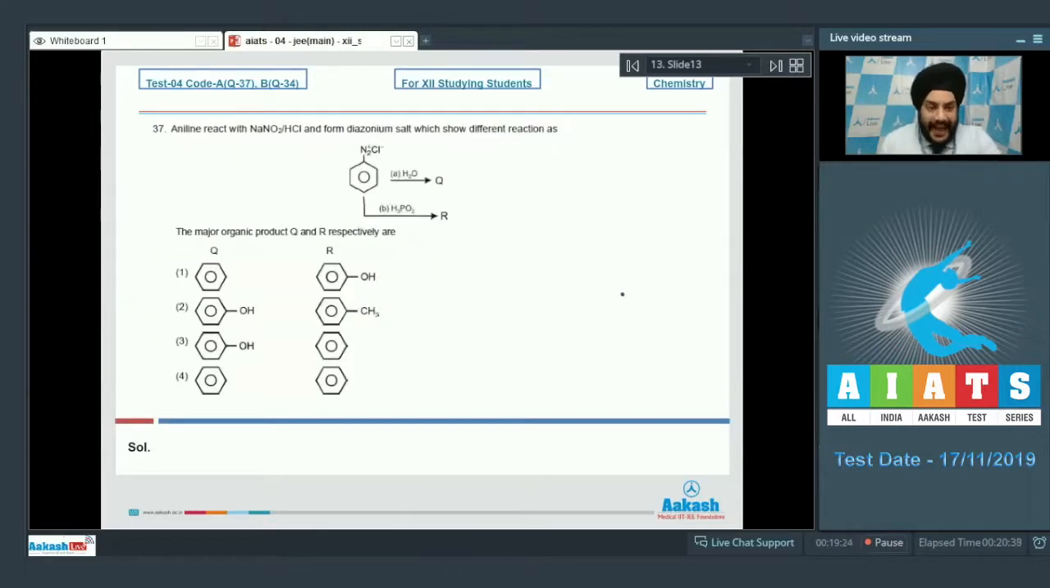Question number 37. Aniline reacts with NaNO2 and HCl and forms a diazonium salt which shows different reactions as. Okay. So this is the benzene diazonium salt, students. When it is allowed to react with water, it forms phenol. So students, the compound Q is phenol. And if we talk about the second reaction which is allowed to react with H3PO2, so on reaction with H3PO2, the benzene diazonium chloride forms normal benzene. Okay. So R is benzene whereas Q is phenol.